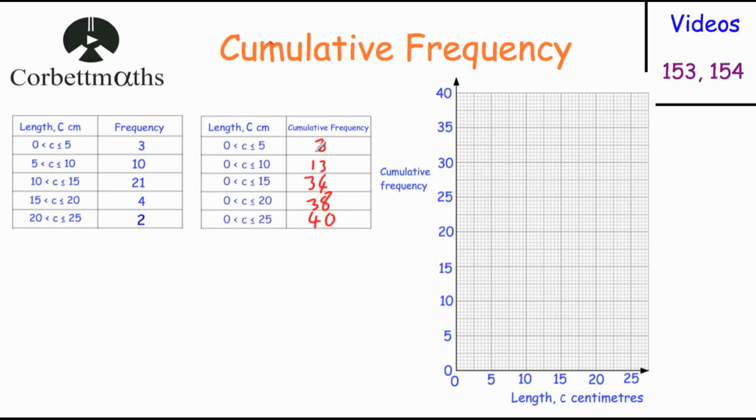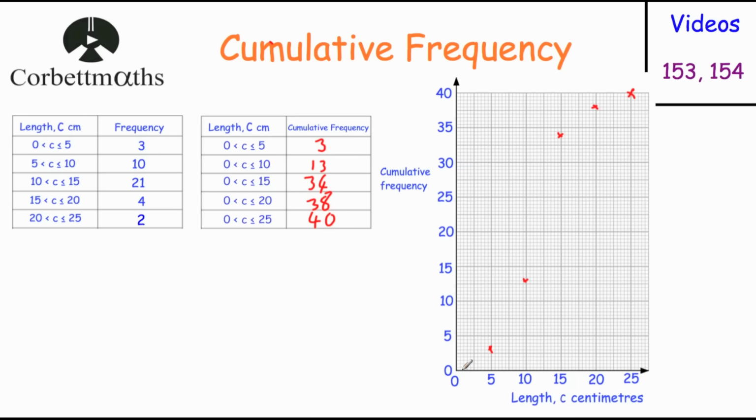So we're going to go 5 across and 3 up, 10 across and 13 up, 15 across and 34 up, 20 across and 38 up, and 25 across and 40 up. We know these are the cumulative frequencies up to the end of each of these categories. So our points would look something like this.